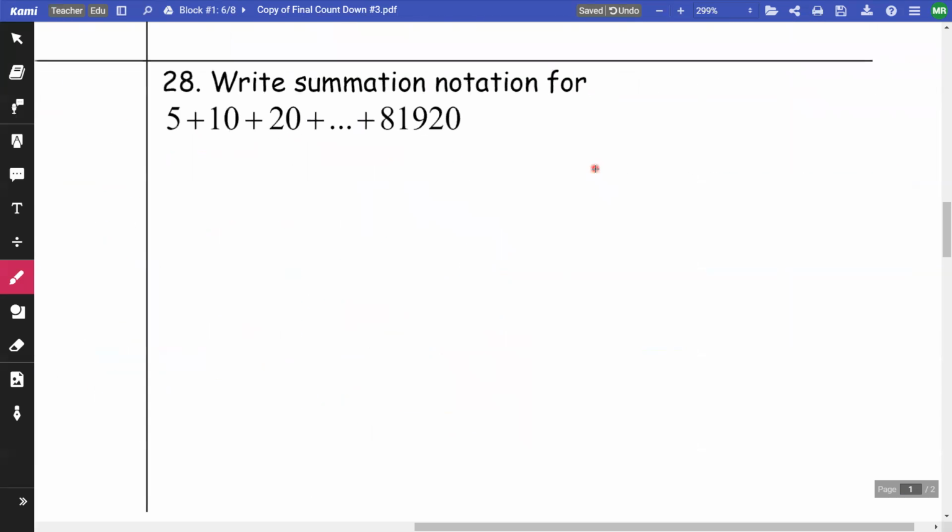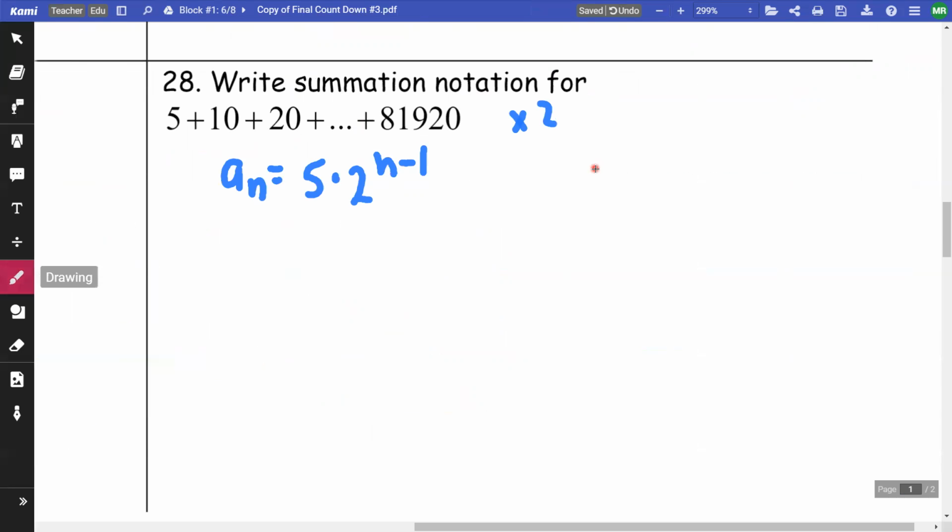So 28, this one looks like we are doubling, okay, timesing by 2. So that means it's geometric. And they want us to write it in summation form. So first off, A sub n would be 5 times 2 to the n minus 1.